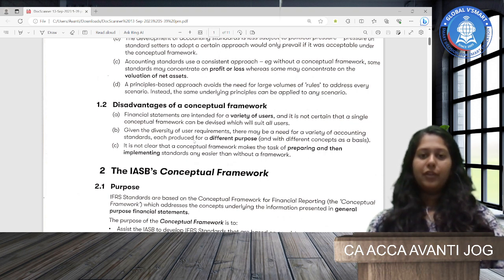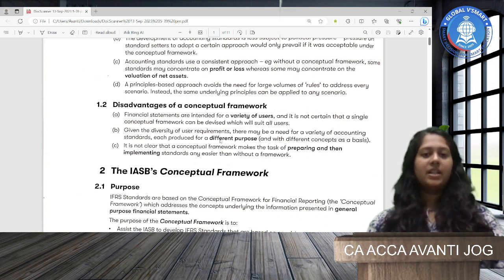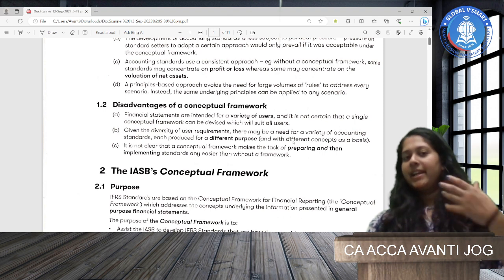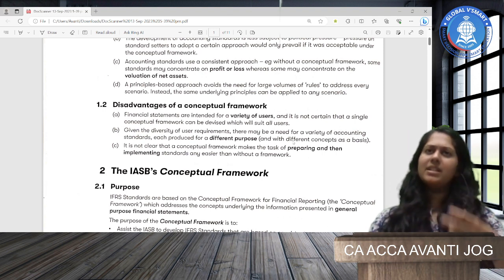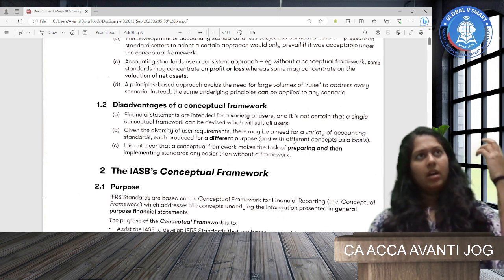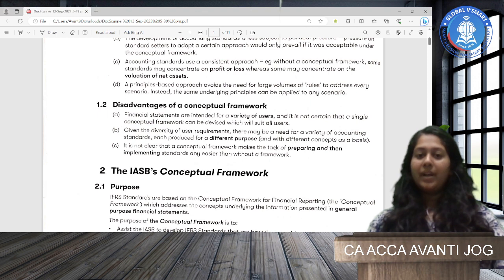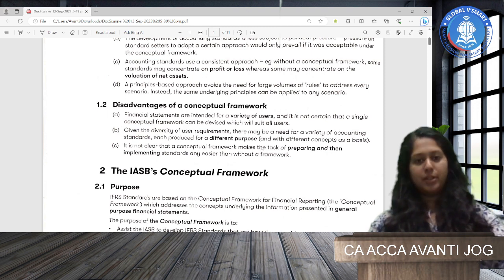Given the diversity of user requirements, there may be a need for a variety of accounting standards, each produced for a different purpose. While we say that consistency and uniformity are important, businesses are so diverse, like the tech sector, automobile sector, then we have the food industry, fashion industry. So actually, some economics and some finance professionals say that we need unique standards for different purposes.